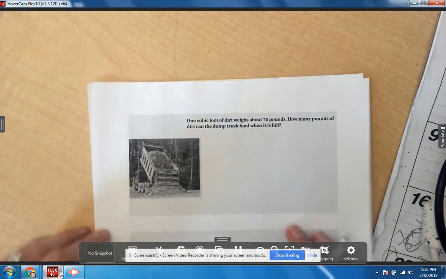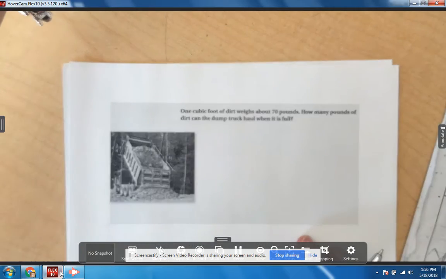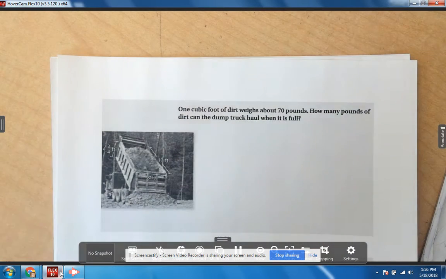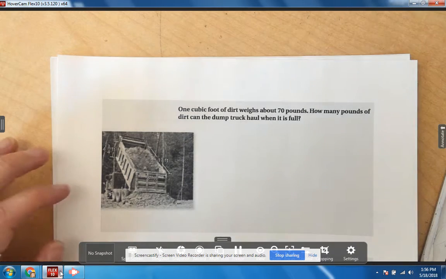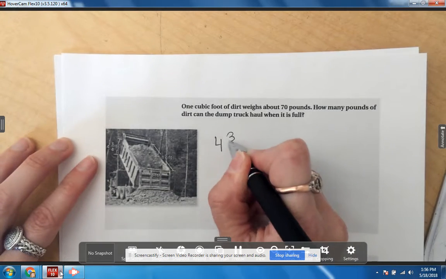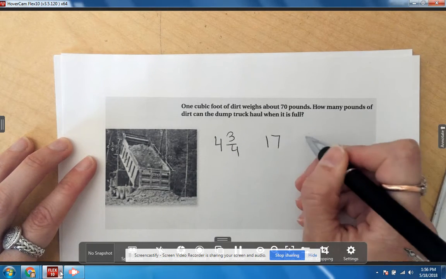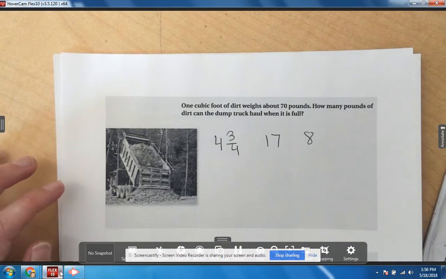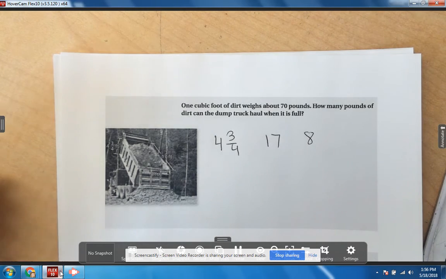All right, let's see if we can figure out a word problem. This one says 1 cubic foot of dirt weighs about 70 pounds. How many pounds of dirt can the dump truck haul when it is full? So these are kind of hard to see, but they have a 4 3/4. They have a 17 and they have an 8. Those are our dimensions. The first thing we have to do is find the volume.